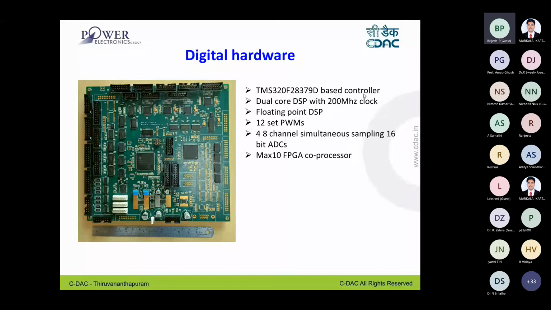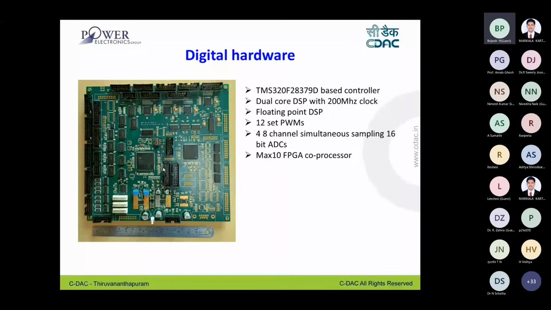In this DSP, you can have 12 sets of PWM. In our particular case, we have three dual active bridges and a four-wire inverter. In that case, we are in need of 10 sets of PWM. So with a single DSP, we can handle the entire system.